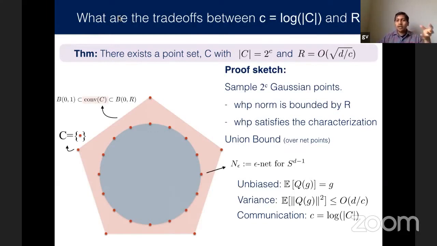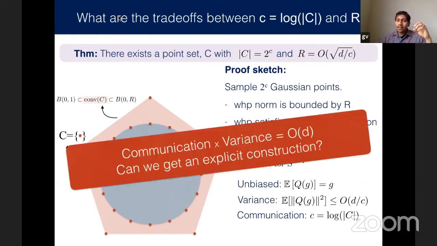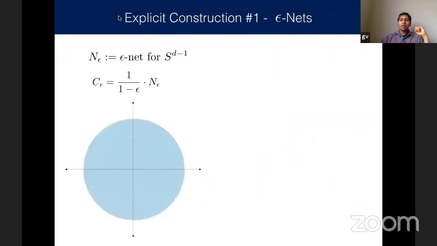So what this random sampling tells you is that we can achieve the following trade-off: communication times variance is about order D. So for any C bits of communication, you can achieve a variance which goes as D over C. However, this is a randomized construction, and one goal of this work is to understand, can we get explicit constructions of such point sets? Okay.